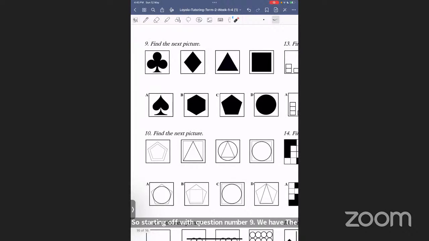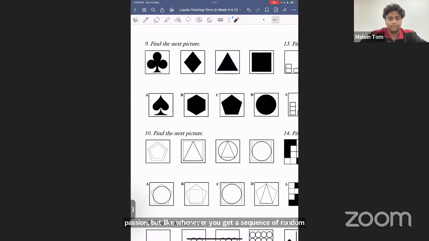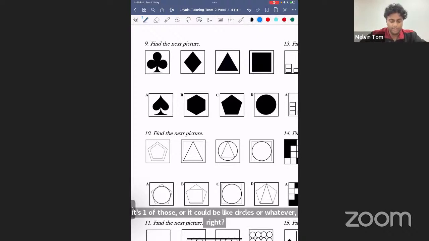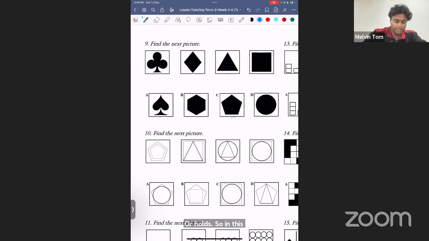By the way, whenever you get a sequence of random images, usually like 99% of the time, it's the number of straight lines, number of curved lines, lines of symmetry. Actually, yeah, that's pretty much it. Usually it's one of those. Or it could be circles or whatever, right? Or holes. So in this question, it's very straightforward. The pattern is lines of symmetry.